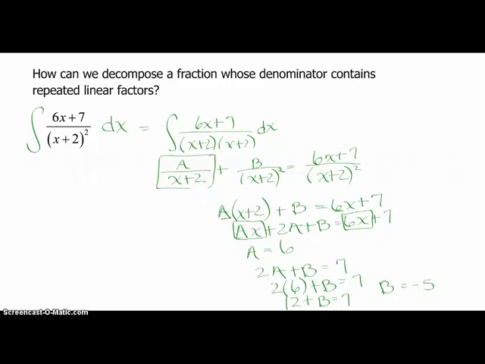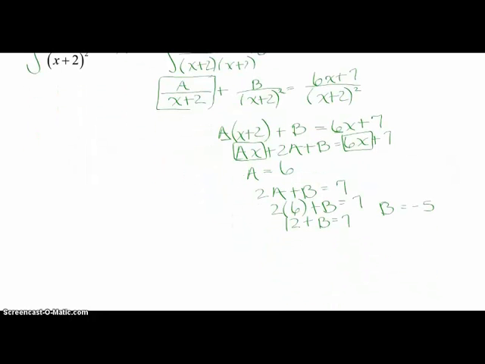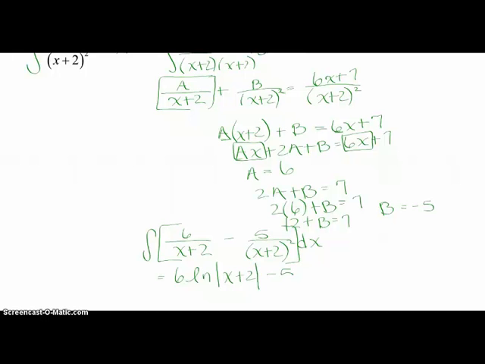So negative 5. So we could evaluate that and find the antiderivative by taking 6 over x plus 2 minus 5 over the quantity x plus 2 squared. And all that is with respect to x. So this would have the antiderivative, 6 times the natural log of x plus 2, definitely. However, this antiderivative is not going to wind up having natural log in it.